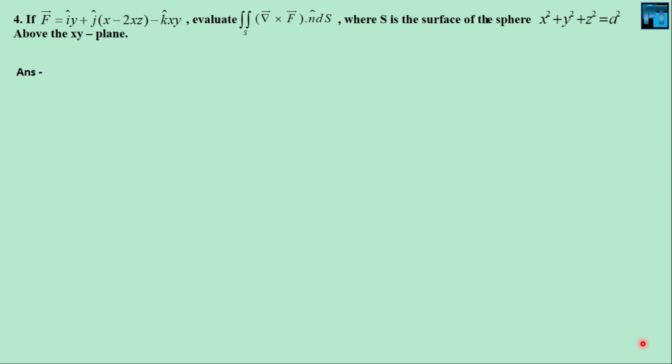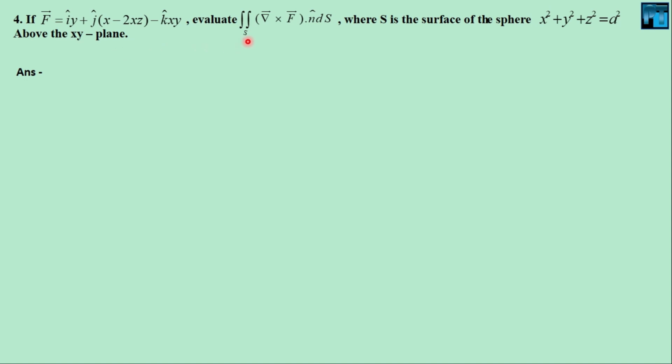Number 4, we have our f given. Evaluate this one, where S is the surface of the sphere above the xy plane. Now see, this is the typical question. Nothing has been clearly shown. Use Stokes' theorem or any theorem, or do your mathematics on your own.